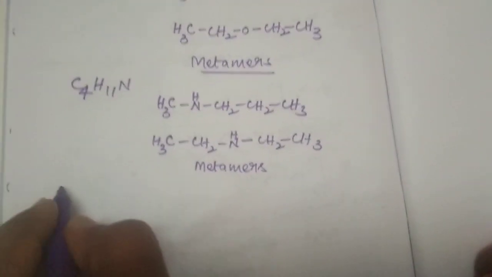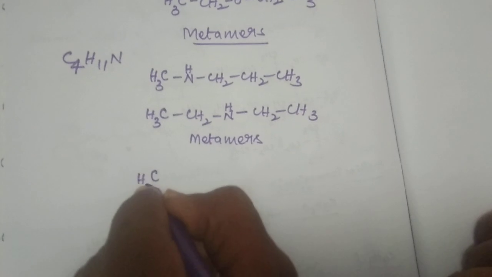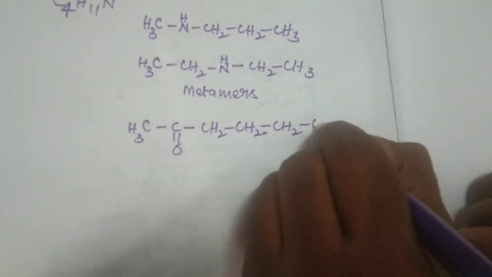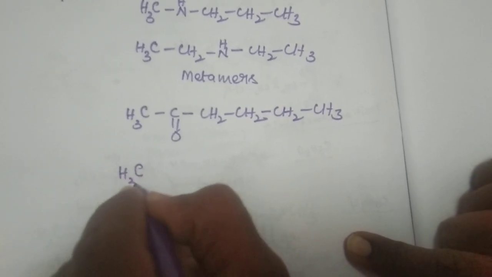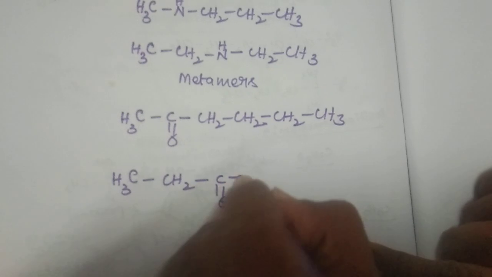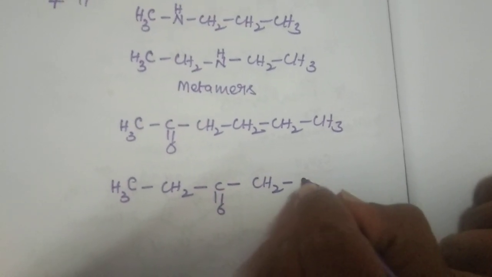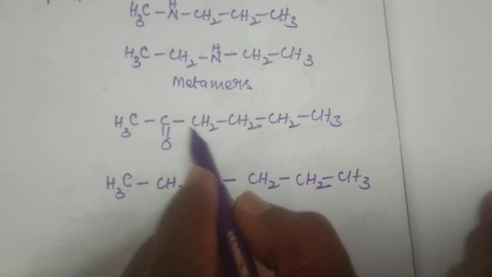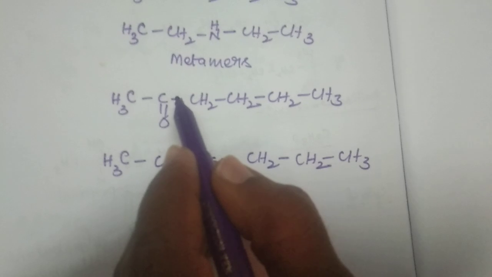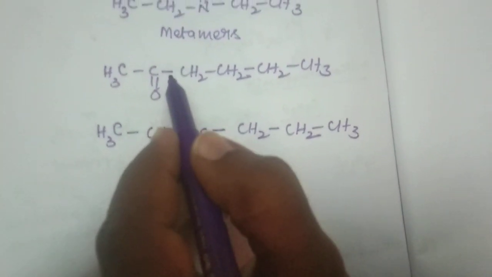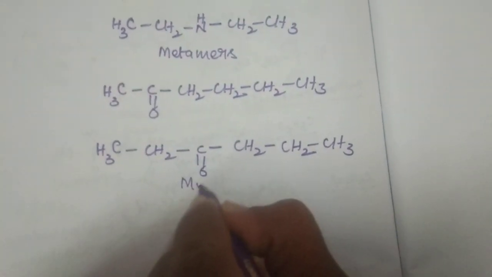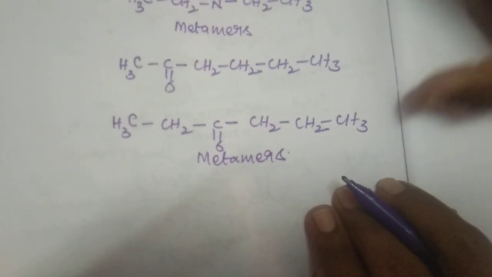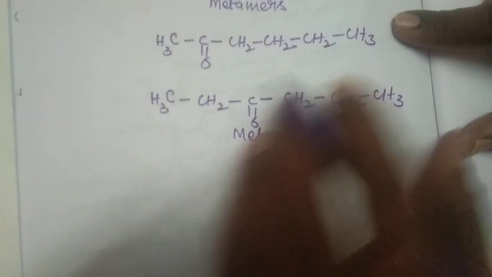Or you can write it as CH3C=OCH2CH2CH2CH3. You can also write it as CH3CH2C=OCH2CH2CH3. So here you get different alkyl chains attached to the polyvalent or divalent functional group, so these are also called metamers. These are some of the examples included in metamerism, and another one is tautomerism.